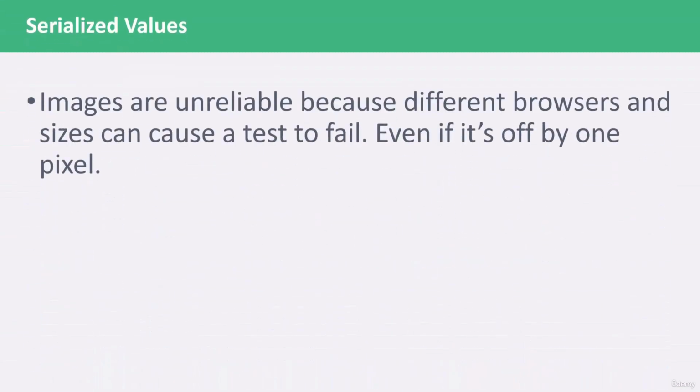There's one problem with snapshot tests. They can be unreliable sometimes because images may come out differently each time. If we're using different browsers or window sizes between each test, Vitest will produce an error. If an image is off by 1 pixel, this can cause our tests to fail even if we didn't change anything in our tests or application.